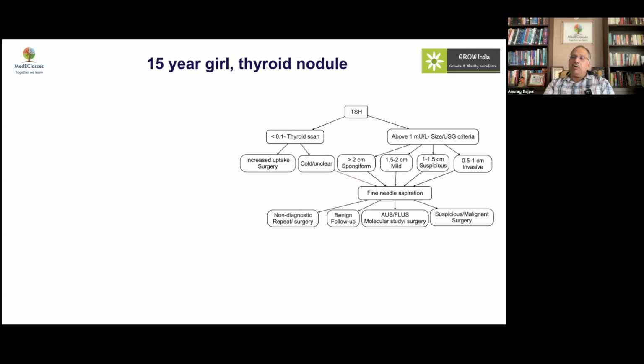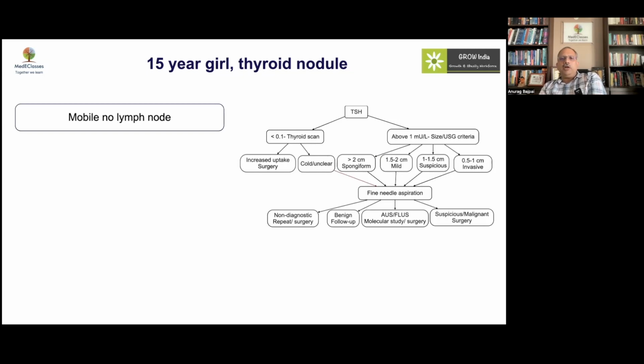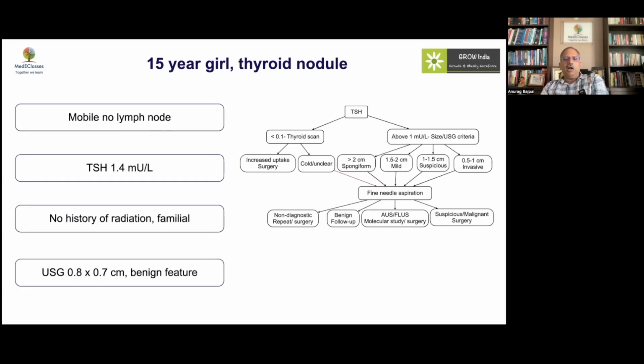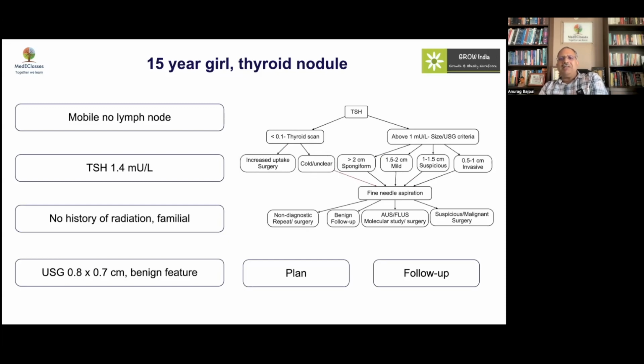If you tell them, okay, come back after 2 years, most of them will not come. So ask them to come after 3 months, 6 months, and then maybe you can be a bit more liberal in that regard. A 15-year-old girl with a thyroid nodule, which is mobile, there is no lymph node, TSH is normal. There's no history of radiation or familial scenario. Ultrasound shows 0.8 by 0.7 centimeters with no suspicious features. So what should we do in this regard? Clearly, we should ask them to follow up and see if the size increases by more than 20% or volume by more than 50%, then you go ahead with FNA.